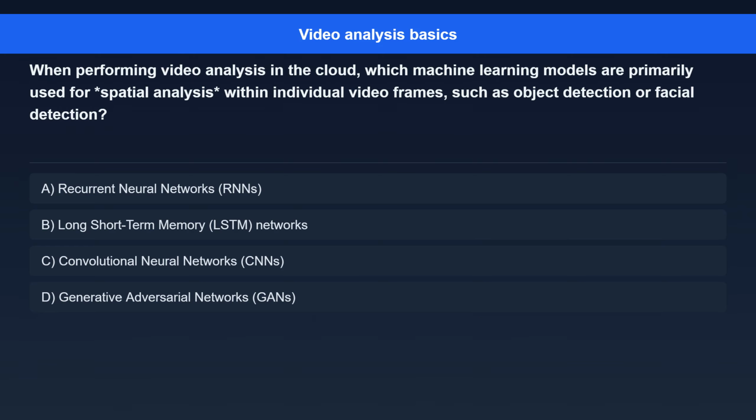Question 8. When performing video analysis in the cloud, which machine learning models are primarily used for spatial analysis within individual video frames, such as object detection or facial detection? Option A. Recurrent neural networks, RNNs. Option B. Long short-term memory, LSTM, networks. Option C. Convolutional neural networks, CNNs. Option D. Generative adversarial networks, GANs.